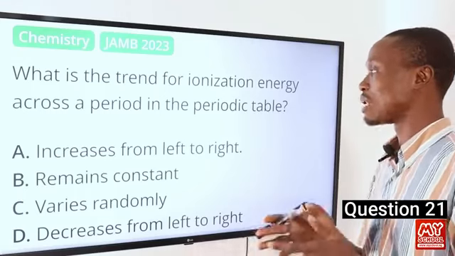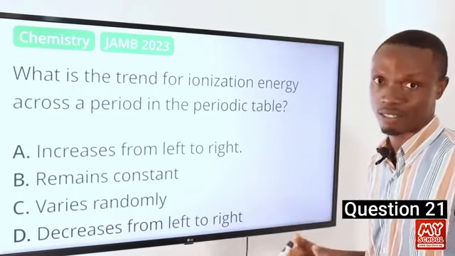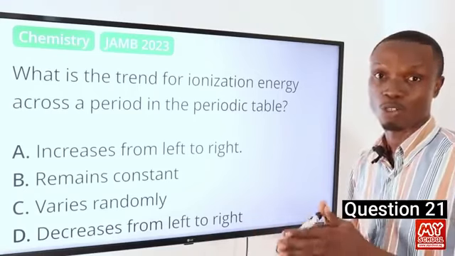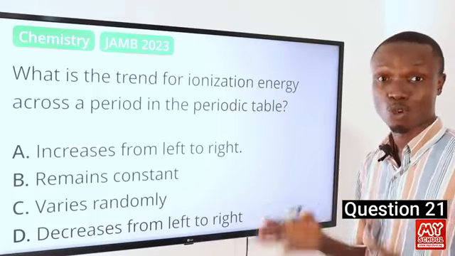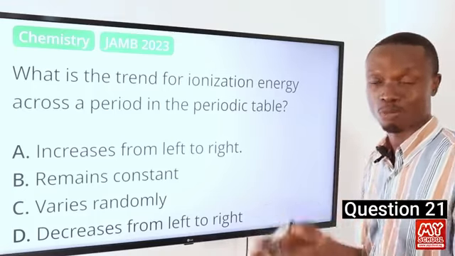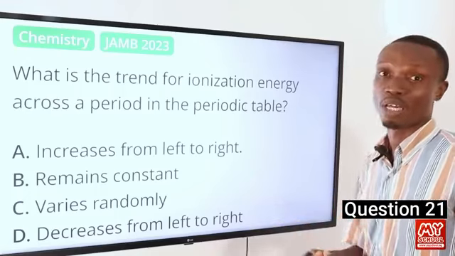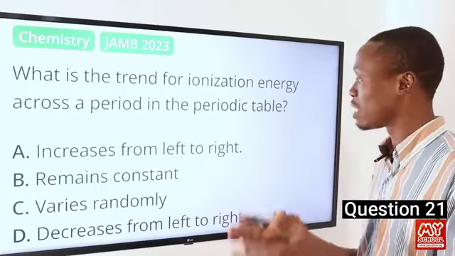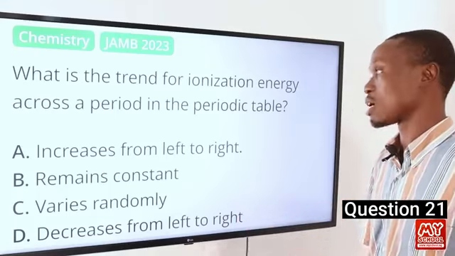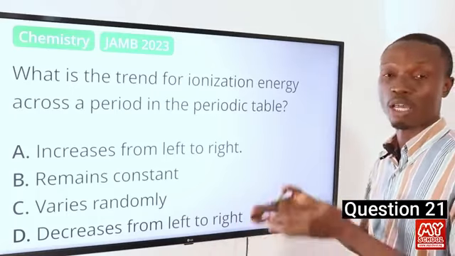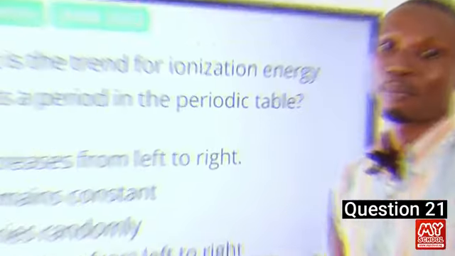As you move from left to right on the periodic table, ionization energy actually increases. The reason for that is the decrease in atomic size. As you move from left to right, atomic size decreases, or you can see it as a result of an increase in nuclear charge. Nuclear charge increases, which in turn causes the ionization energy to increase. So the answer to this question is option A.